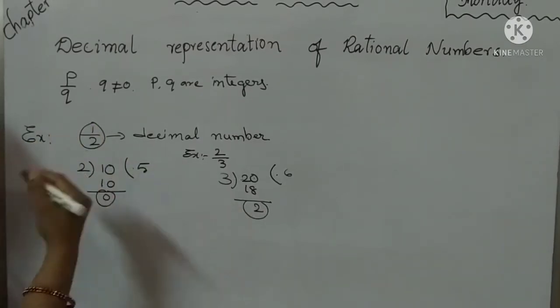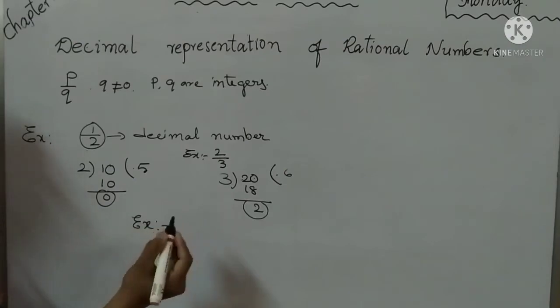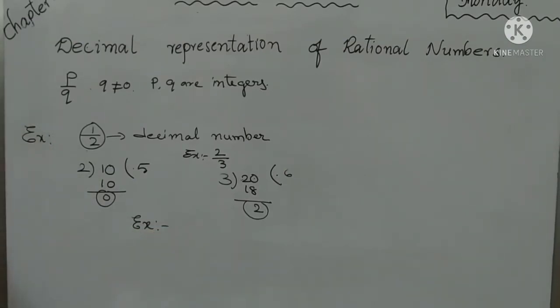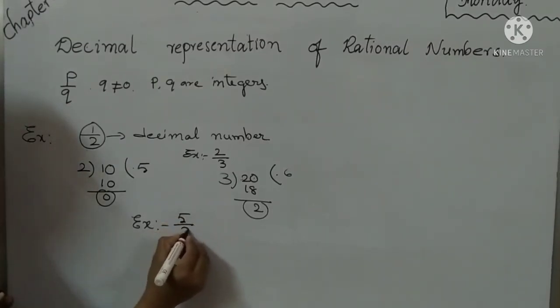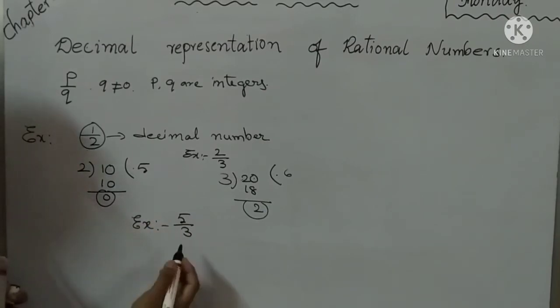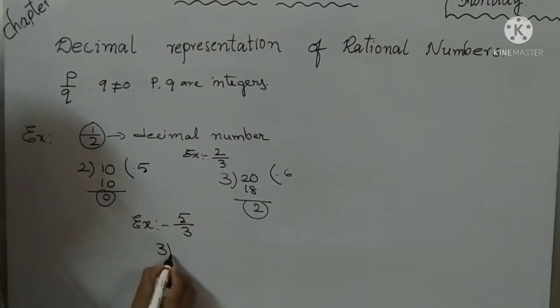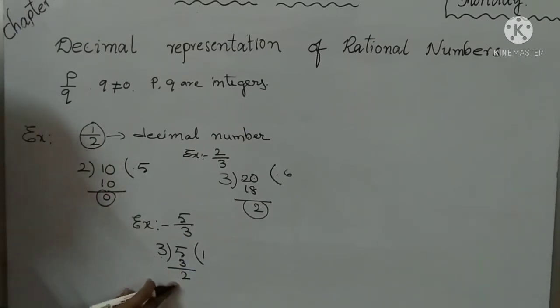Then we have to take another example: 5 by 3. So it is 3, 5. Here 3 is the smaller number and 5 is the bigger number. One time is possible, 3 1s are 3. Here the remaining 2 is there. 3 into 2 is impossible, no. So then we put the point and take the 0.